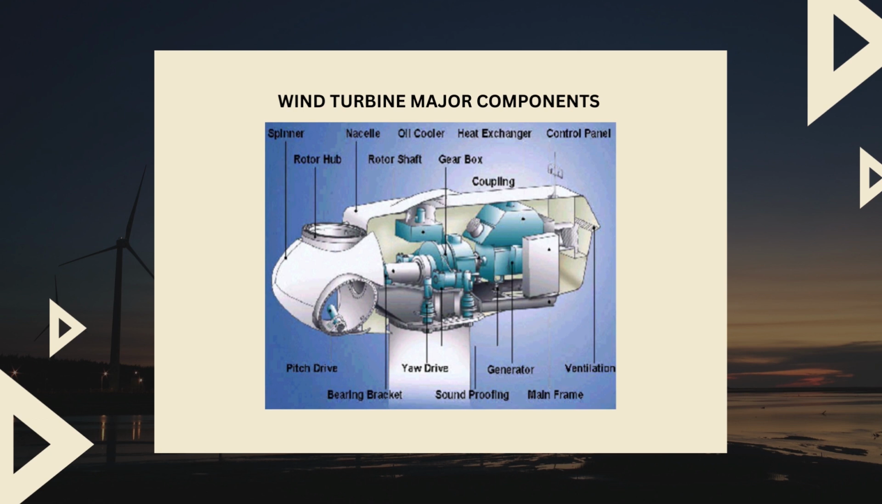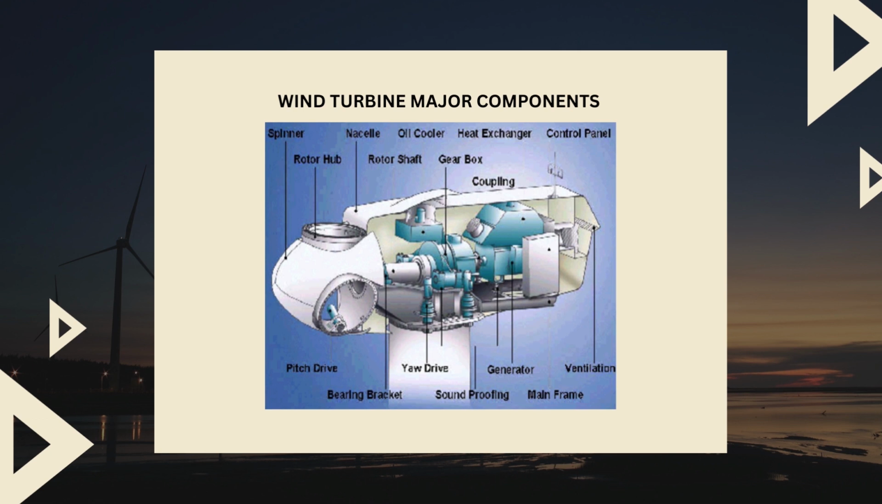Next one is nacelle. The nacelle is a very important wind turbine component which contains the gearbox, low and high speed shafts, generator, controller and the brake. Next one is tower, which is made from tubular steel, concrete or steel lattice. Taller towers generate more power.